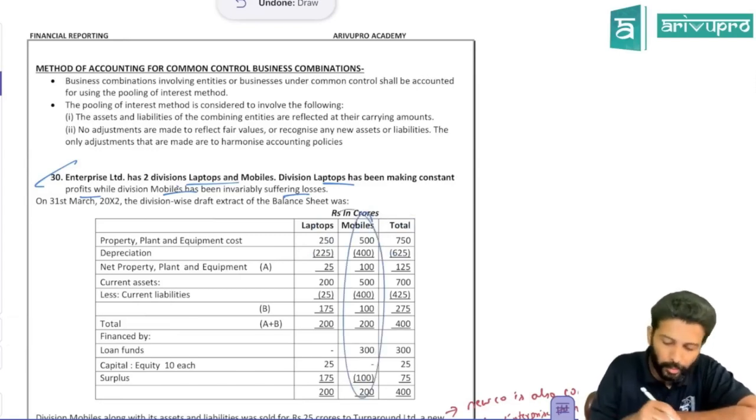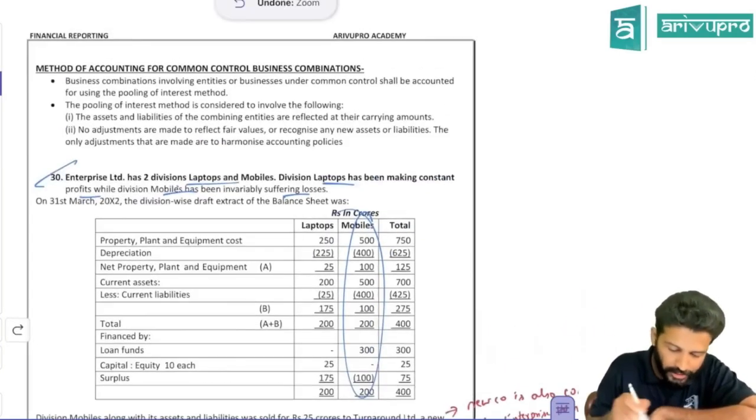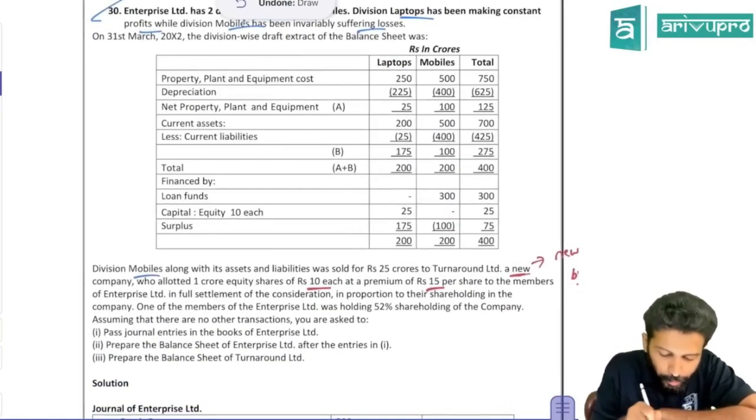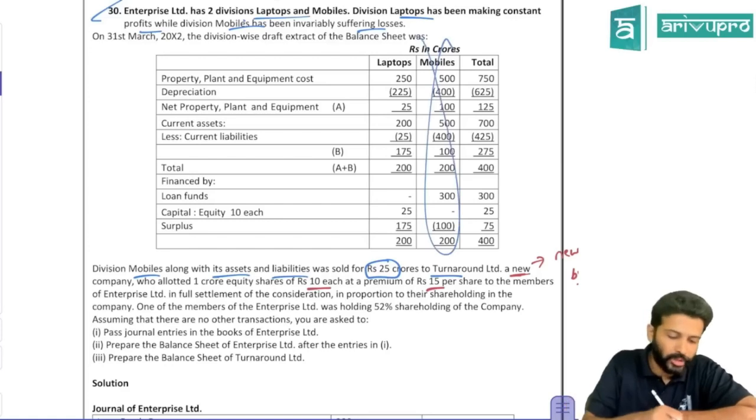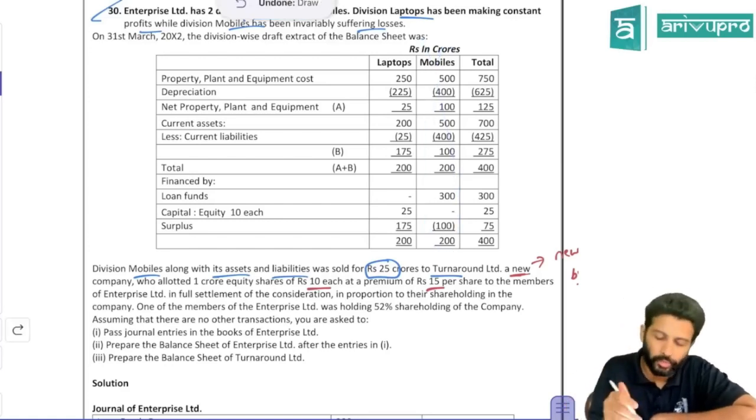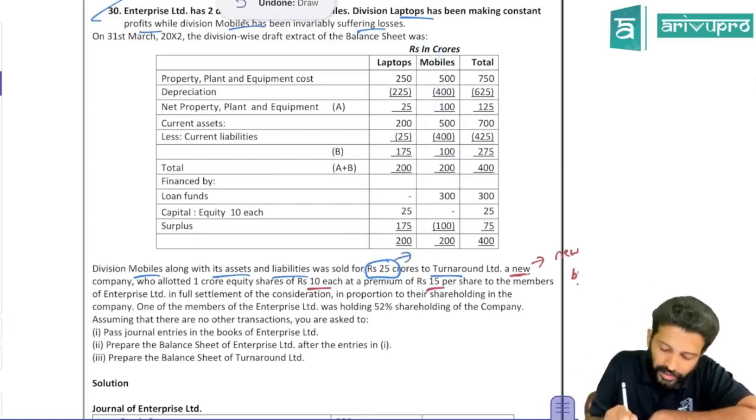So this is your mobile division data. What happened to that? Check: the mobile division, along with assets and liabilities, was sold for 25 crores to Turnaround Limited. This whole mobile division was sold to one company called Turnaround, for a value of 25 crore rupees. So 25 crores is the purchase consideration.